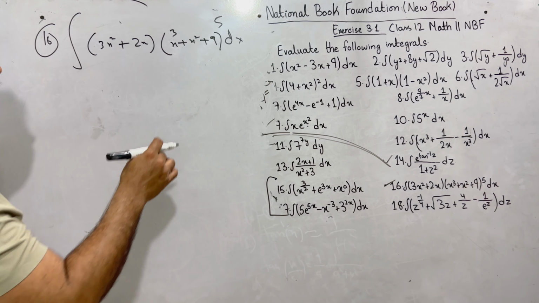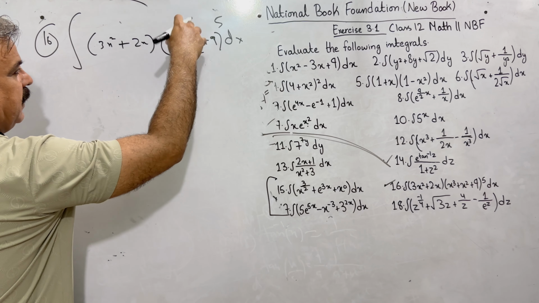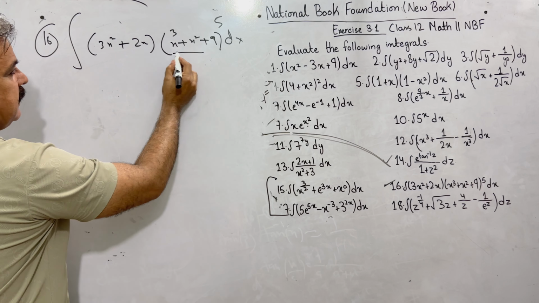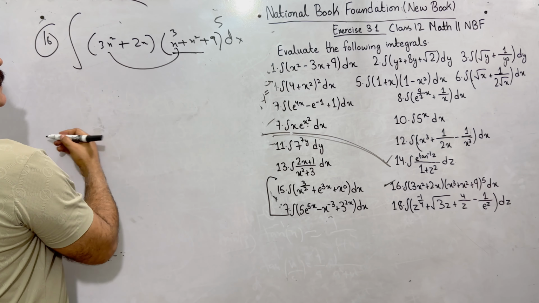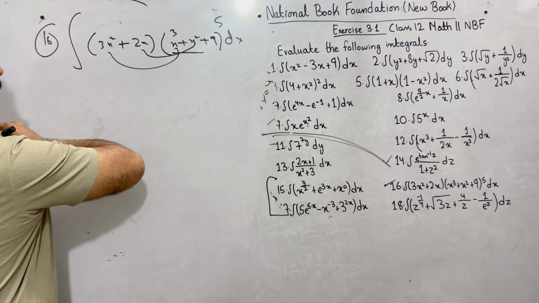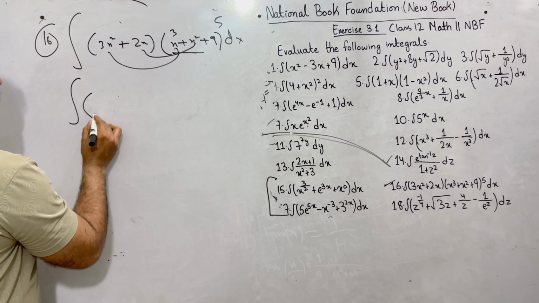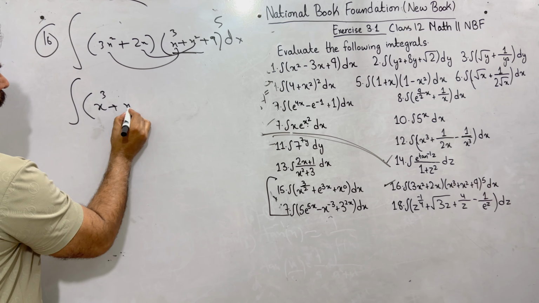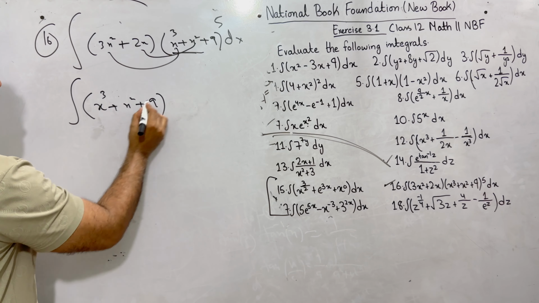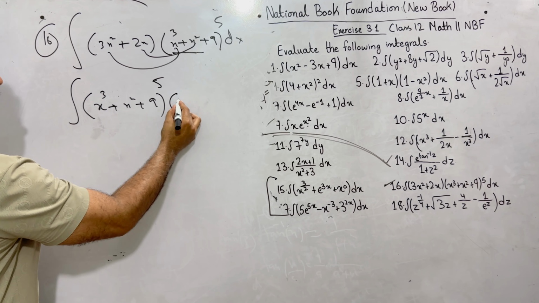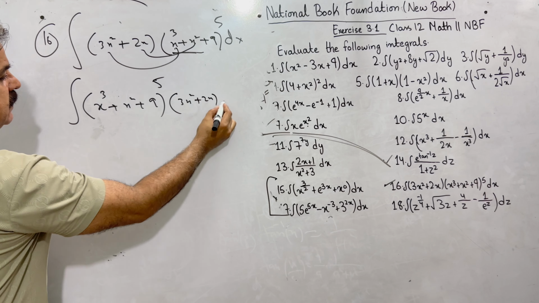Simply ask yourself, is this the bigger function having good power, greater power than this? What is the differentiation of x cube? 3x square. What is the differentiation of x square? 2x. Bingo. Function derivative. Just simplify the situation. Arrange it: x cube plus x square plus 9, raised to 5, times 3x square plus 2x dx.